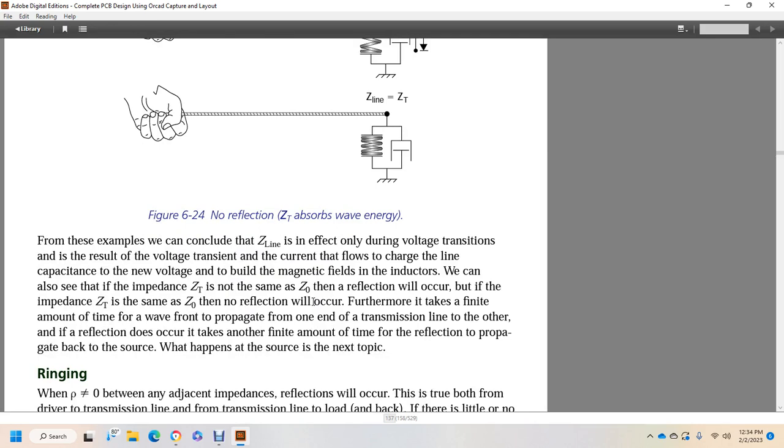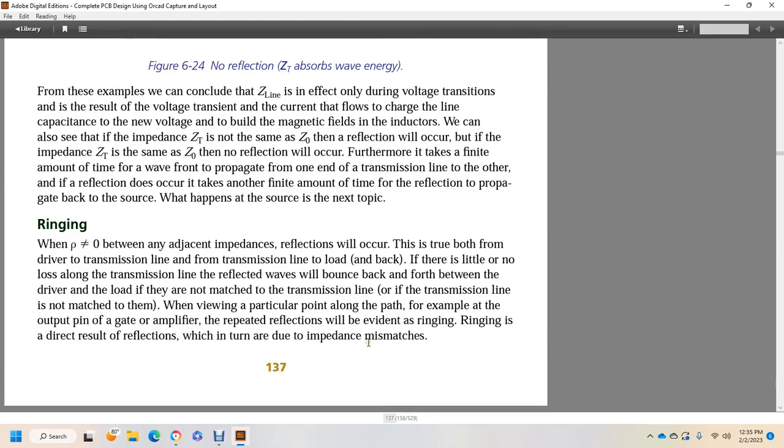For this example, we can conclude the voltage on the line is affected during the voltage transition, with current flowing as the line charges and the magnetic field of the conductors builds. We can see that if the termination impedance is the same as the characteristic impedance, then no reflection will occur. But it takes a finite amount of time for the wavefront to propagate to the end of the transmission line, and if reflection does occur, it takes another finite amount of time for the reflection to propagate back. What happens is the next topic.